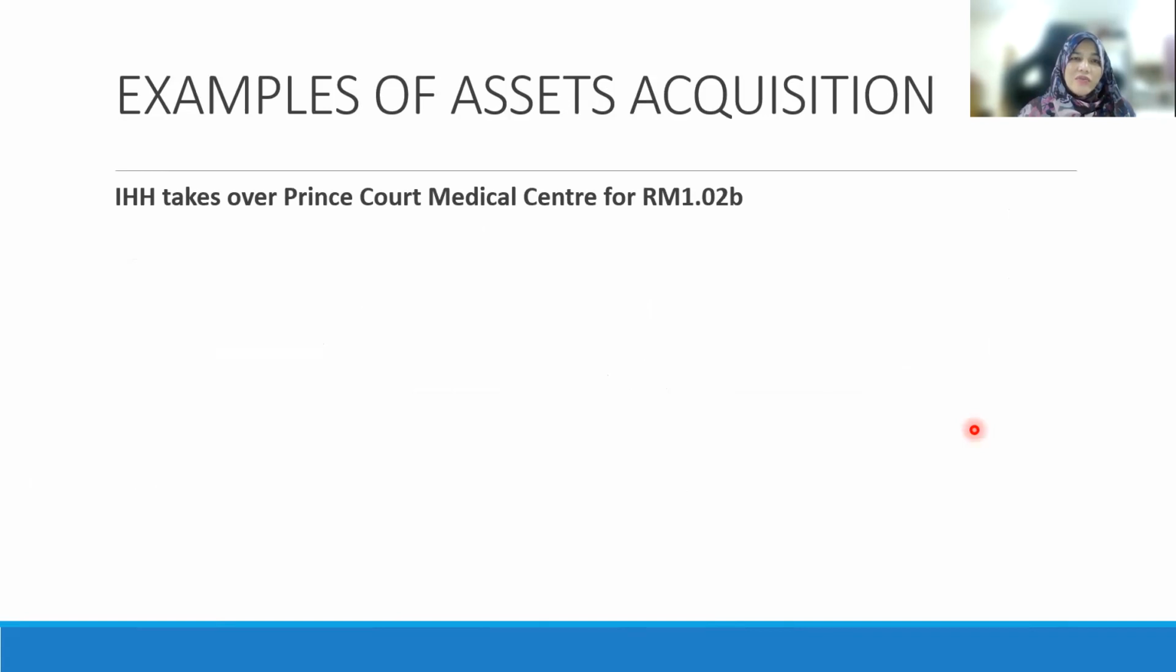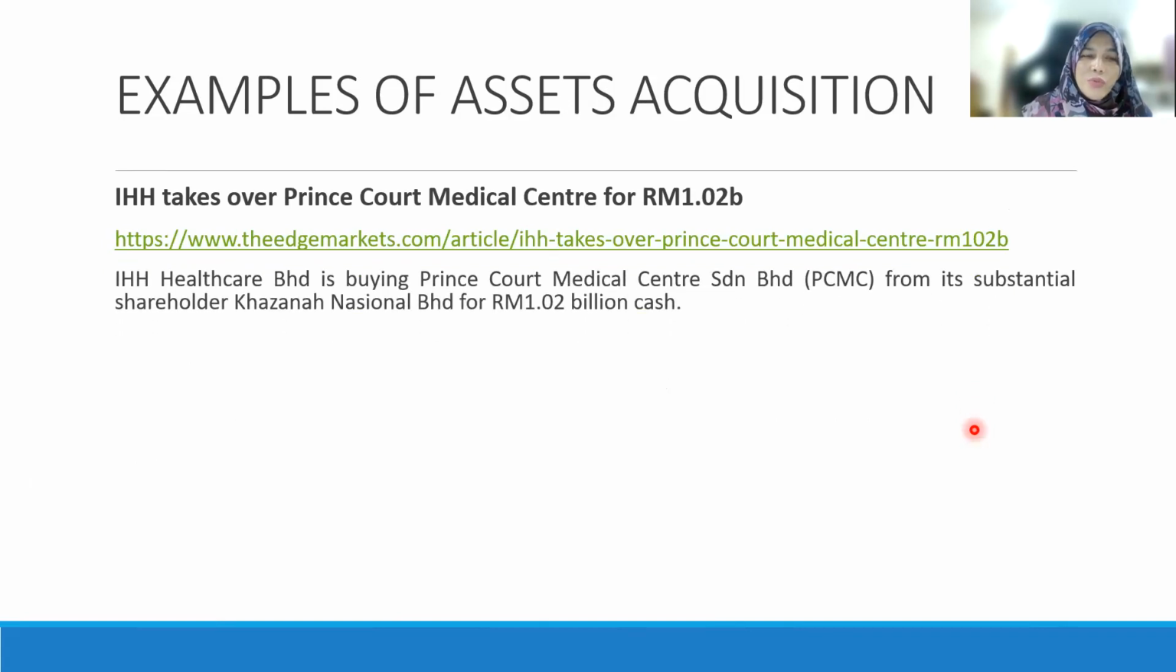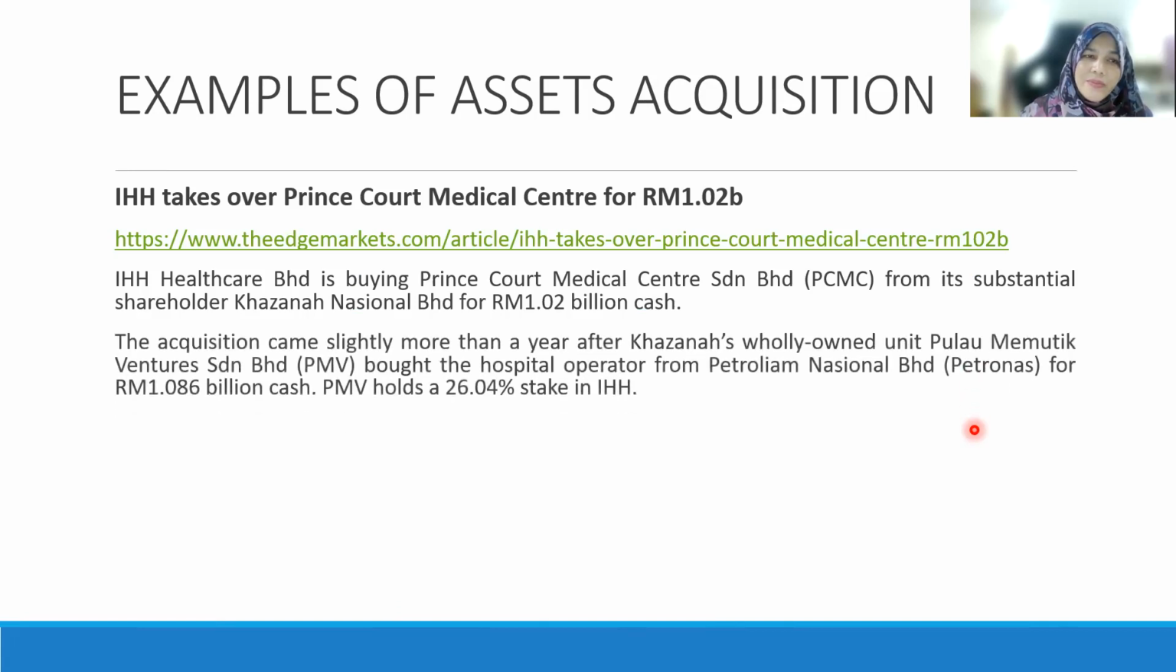Okay, so this is an example of asset acquisition. IHH takes over Prince Court Medical Centre for 1.02 billion. So this is a Malaysian takeover news. In this transaction, IHH Healthcare is buying Prince Court Medical Centre from the substantial shareholder Khazanah Nasional Berhad for 1.2 billion. And then the acquisition came slightly more than 1 year after Khazanah's wholly owned unit Pulau Memutik Ventures bought the hospital operator from Petronas.